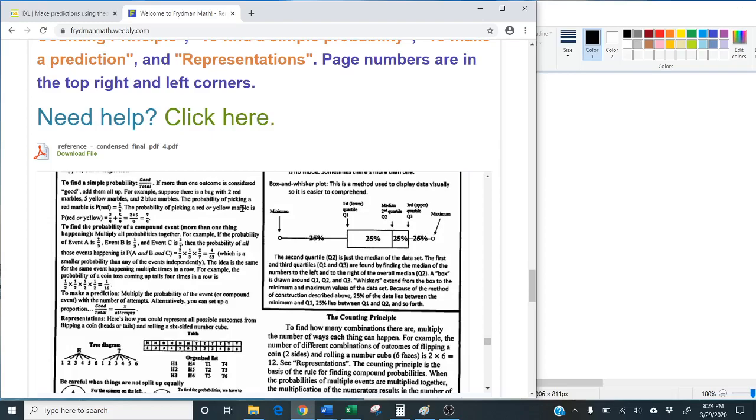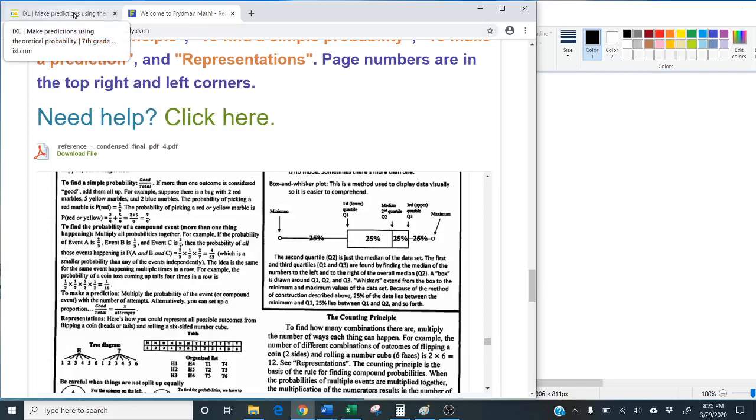So let's imagine that a red marble is good. If we pick a red marble, we win a prize. And if we pick a yellow marble, we also win a prize. So red and yellow are both good. So the probability of picking a red or a yellow marble would be 2/9 plus 5/9, which equals 2 plus 5 over 9, which is equal to 7/9.